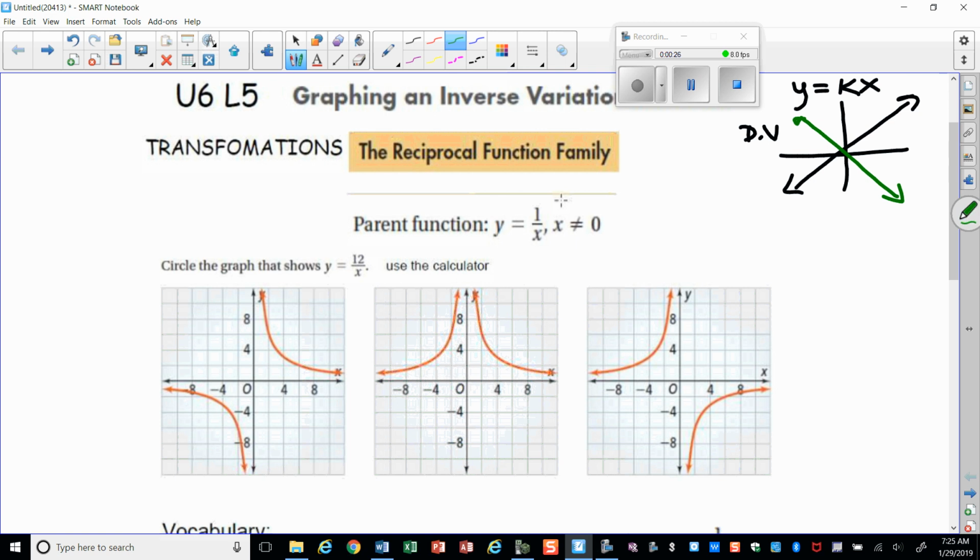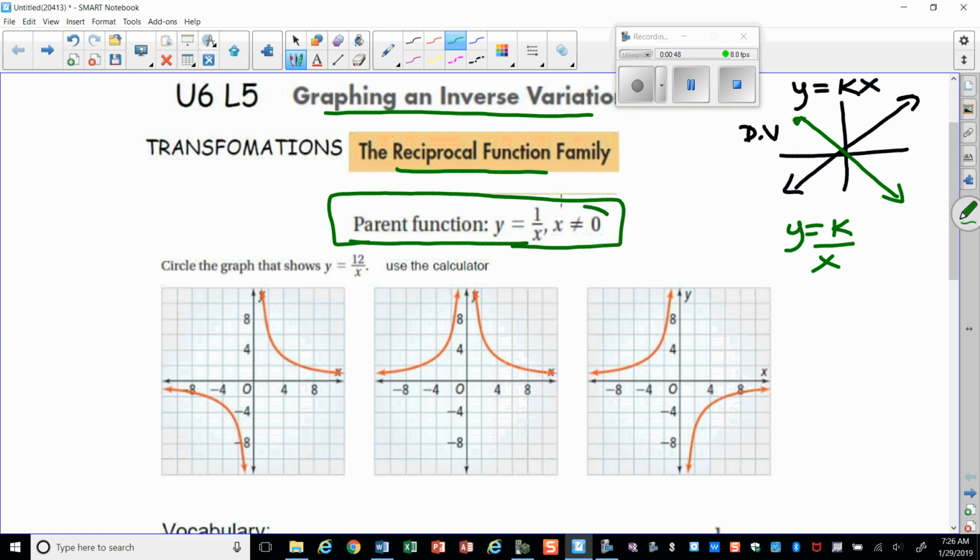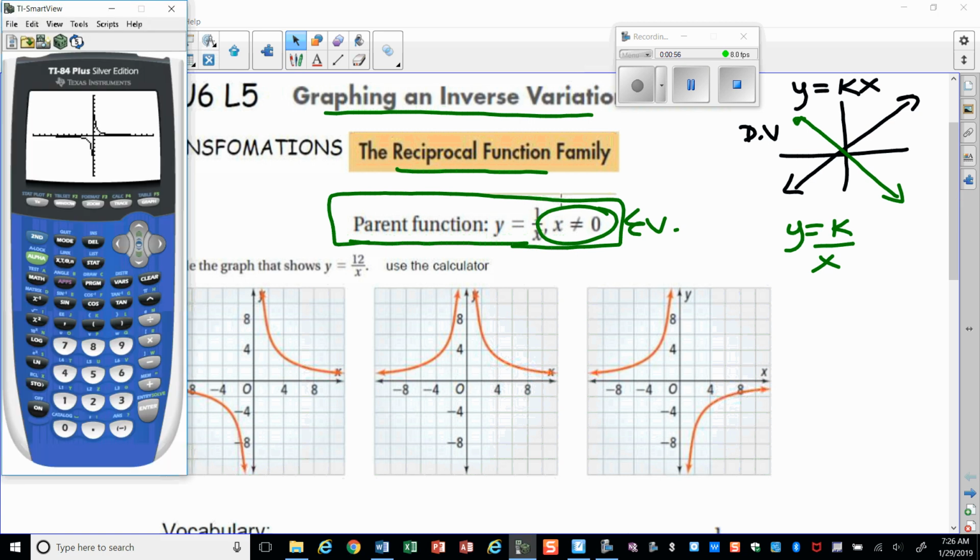So now we're graphing an inverse variation, which is also called a reciprocal function, because instead of y equals k times x, it's y equals k divided by x, right? So right here is our parent function, and it's 1 divided by x. And then notice we have our excluded value, and you can see why if you look at the graph. Okay, we can't divide by 0, so x cannot be 0.